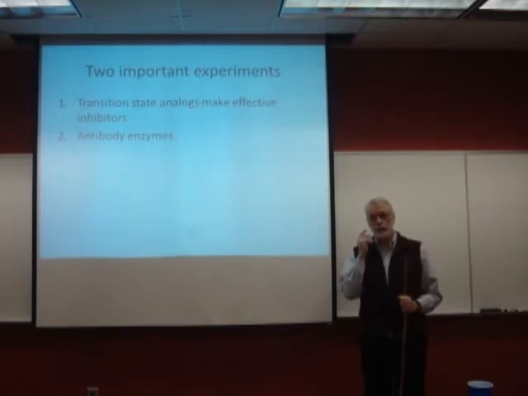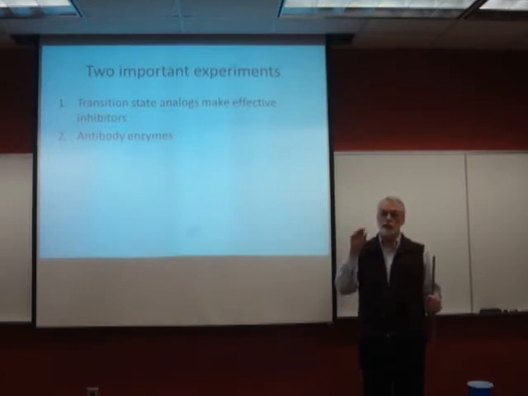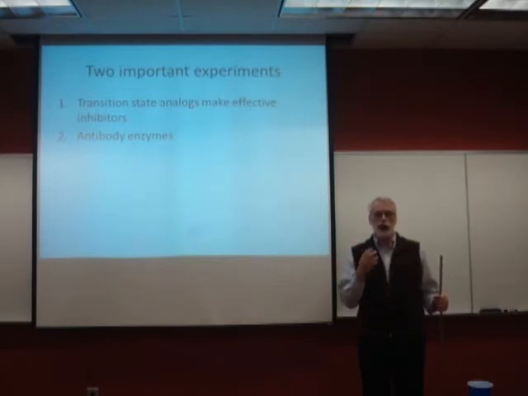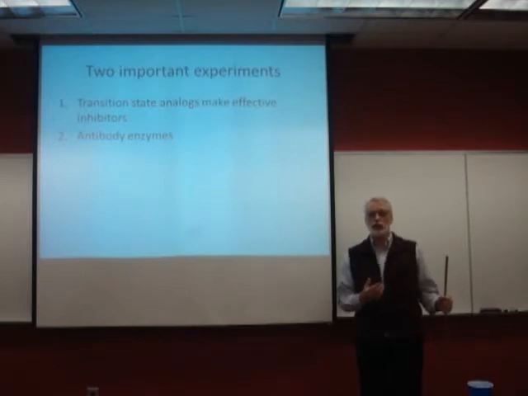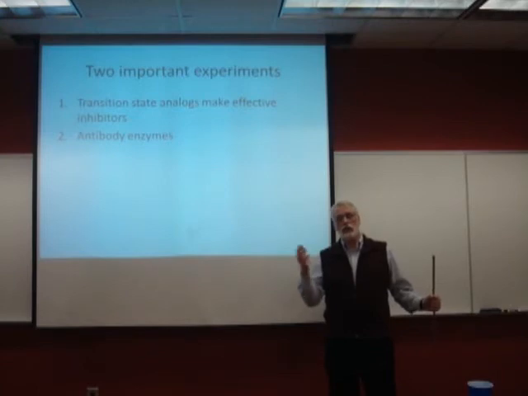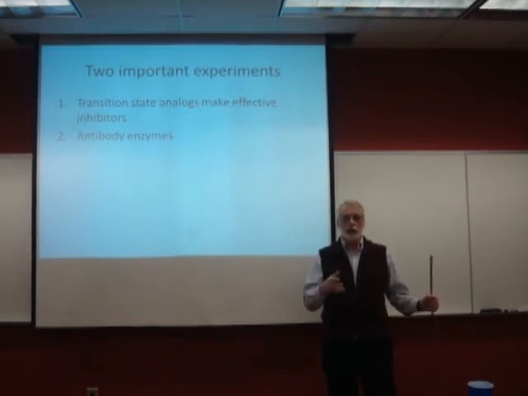If I take a transition state analog for a particular reaction, and I put it into an animal such as a mouse, and I mix in some irritants so the mouse makes antibodies, the mouse makes antibodies against the transition state analog. I can isolate the antibodies, purify them, and I can test and show that the antibody binds to the transition state analog with pretty good affinity.